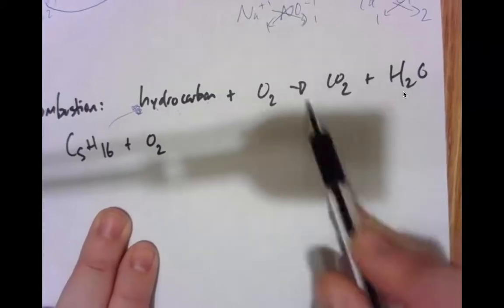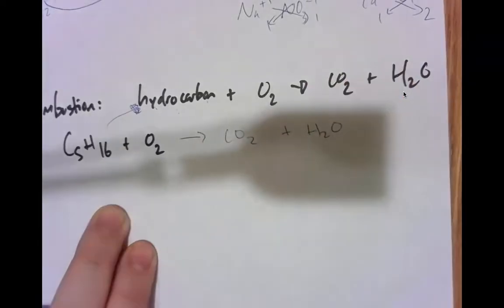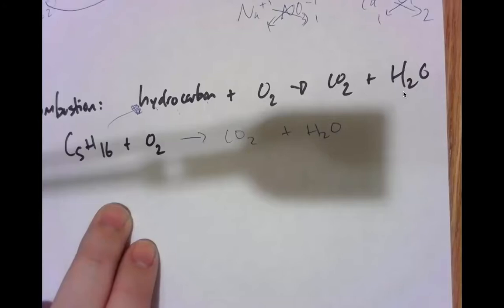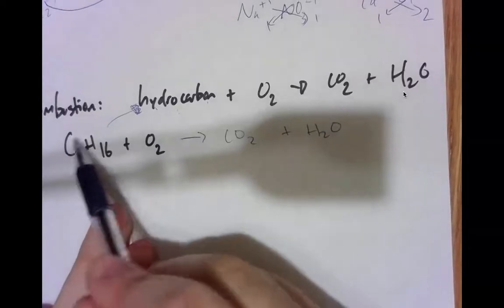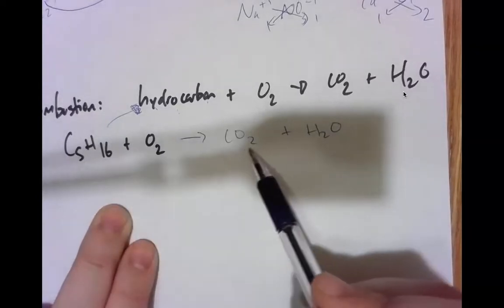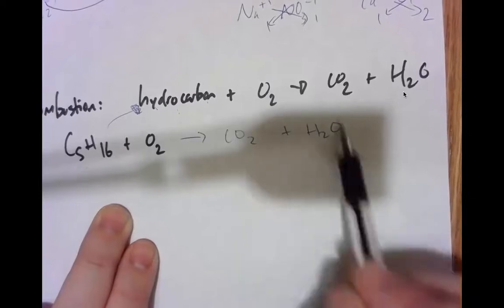Remember, I wrote the products in because every single time you have a combustion reaction, the products are the same. They're CO2 and H2O. Now the only thing we have to do is go through and balance the combustion reaction because, remember, based on the amount of carbon and hydrogen we have, that makes it so then we have a similar amount of carbon dioxide and water.